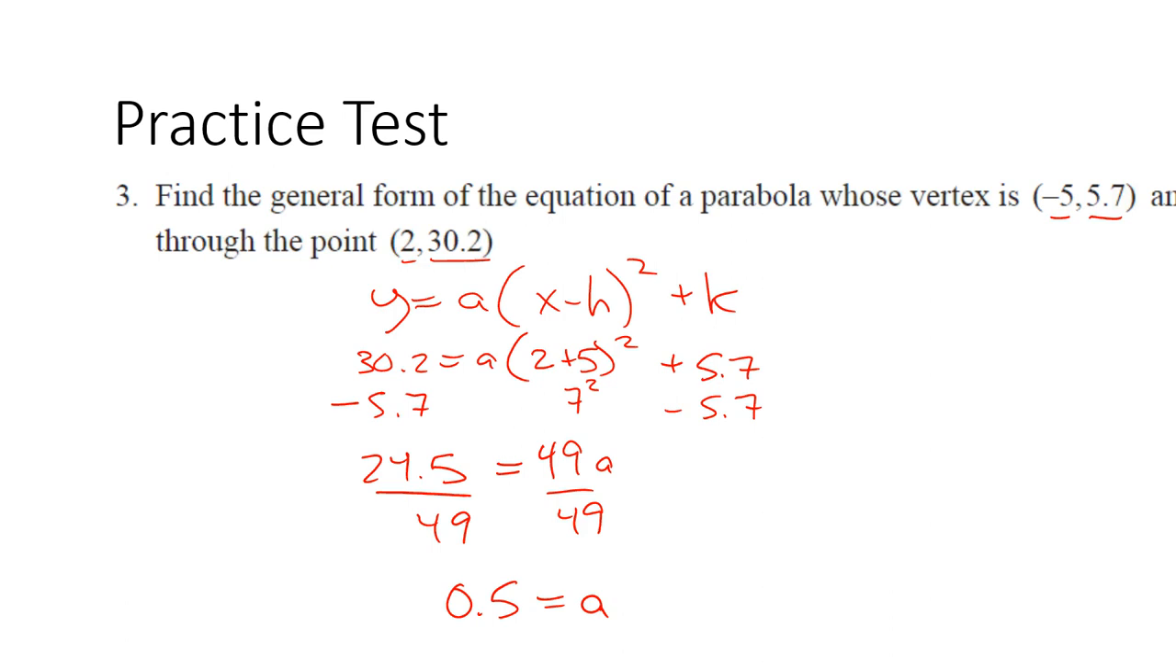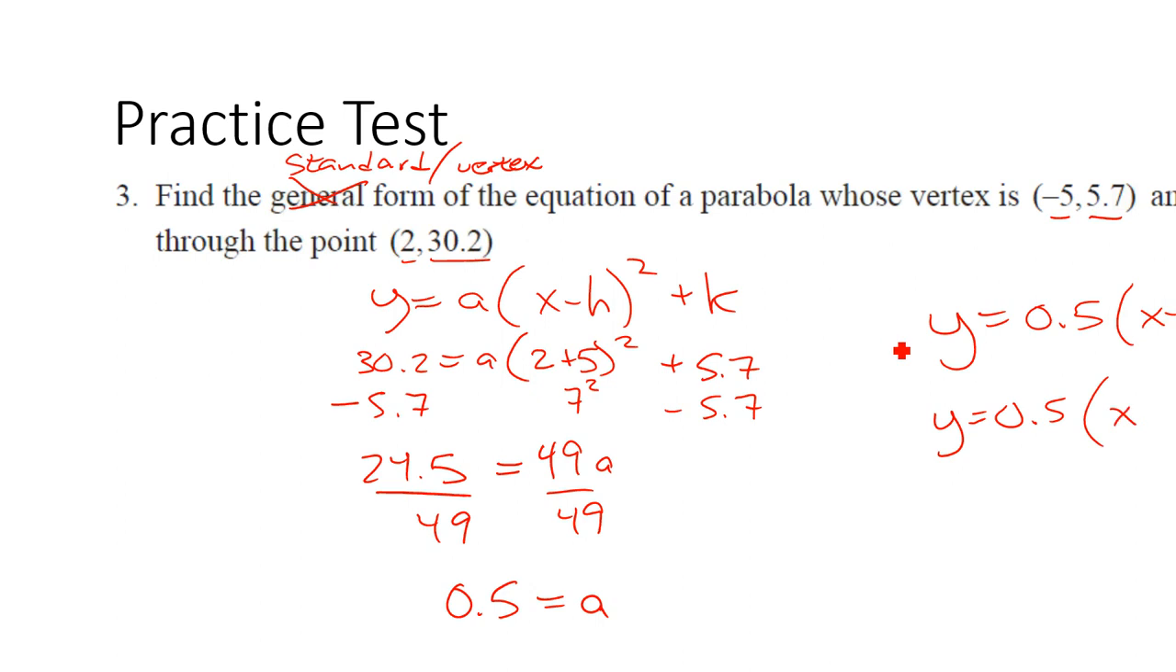All right, so on the test I'm probably going to ask you for the standard or the vertex form, which we can now write. We could write y equals 0.5(x plus 5) squared plus 5.7. But in general form, we could FOIL this out: y equals 0.5 times x squared plus 10x plus 25, plus 5.7, and so y equals 0.5x squared plus 5x. Half of 25 is 12.5, plus 5.7 would be 18.2.